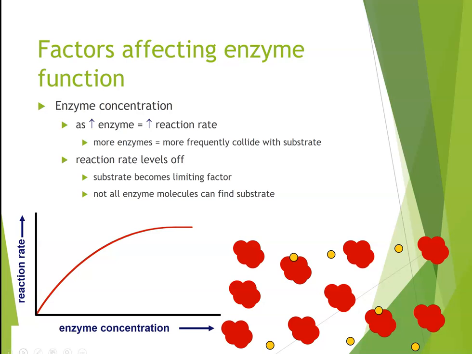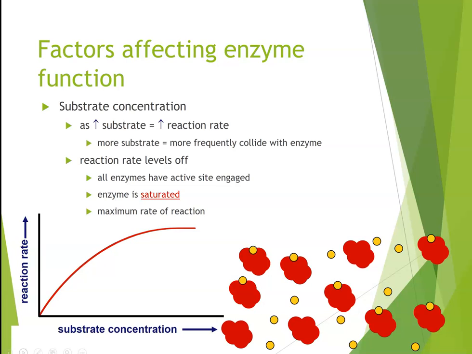Enzyme concentration is going to affect the function of an enzyme because as you have more enzyme, you're going to have a higher reaction rate at first. The more enzymes there are, the more frequently they will collide with their substrates and give you more reactions. After a while, though, the substrate becomes a limiting factor. As you have more enzymes, that doesn't mean you have enough substrate to work with every single one of those enzymes, so your graph is going to level off like this.